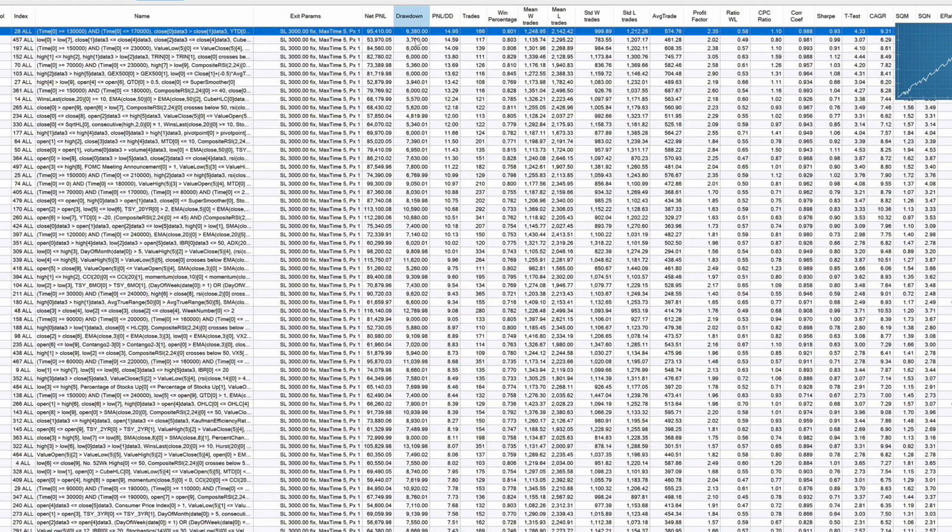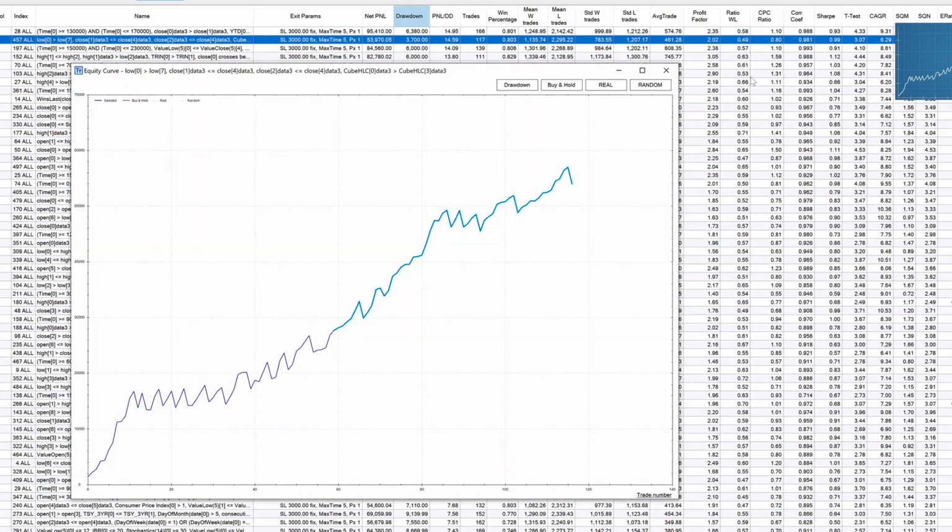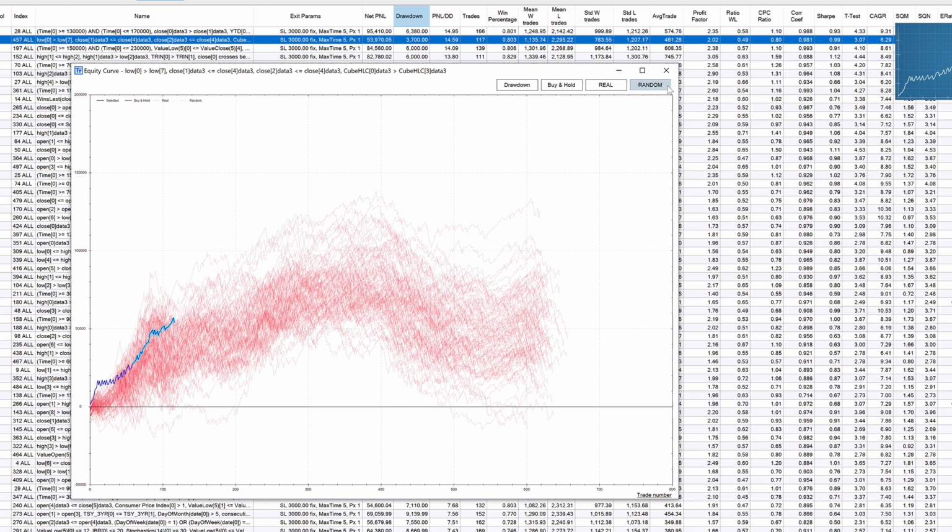Let's continue on. Here's another one. Let's see what this looks like. This one's even worse. See how it's within the red cloud here? So it's really no different than a random strategy. We don't want that. We want our equity curve to stand out from random.